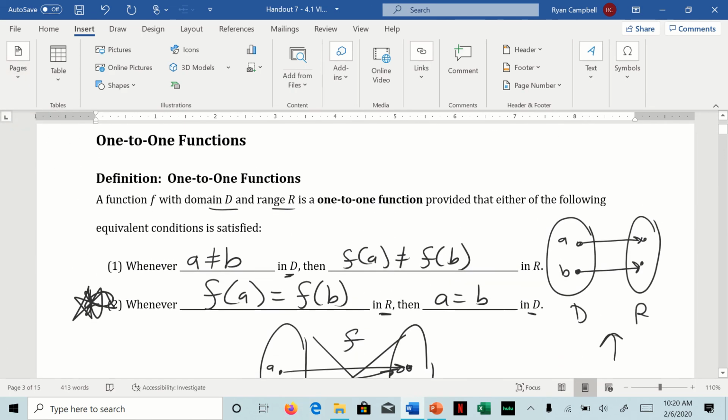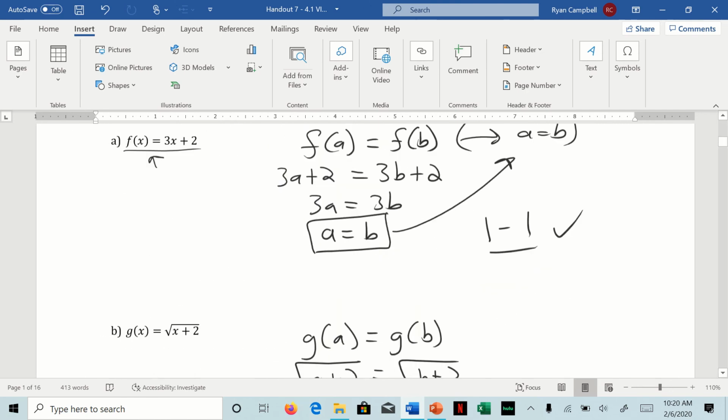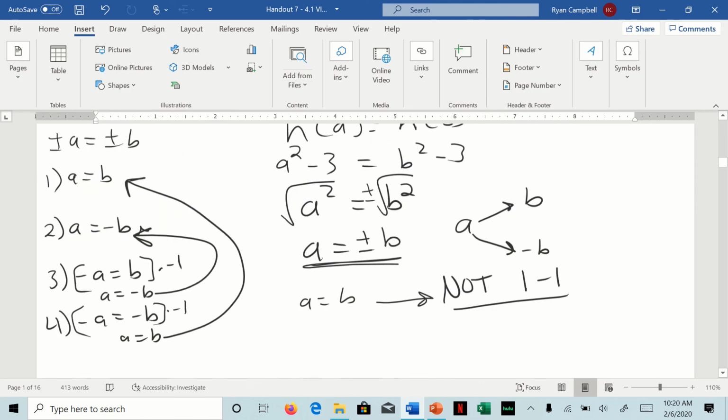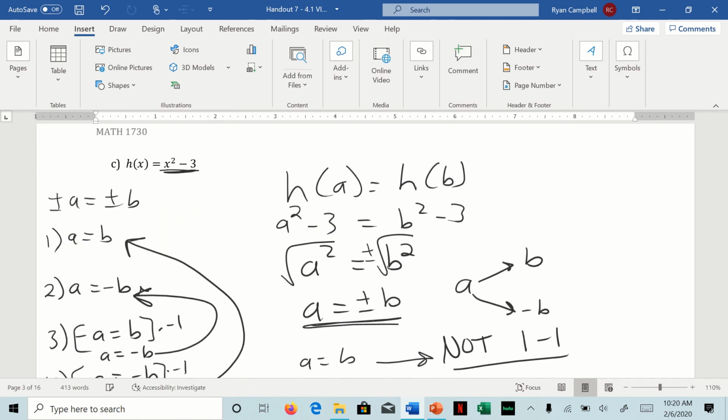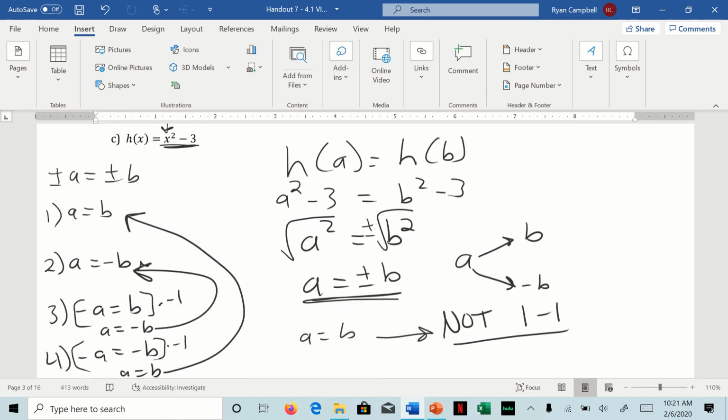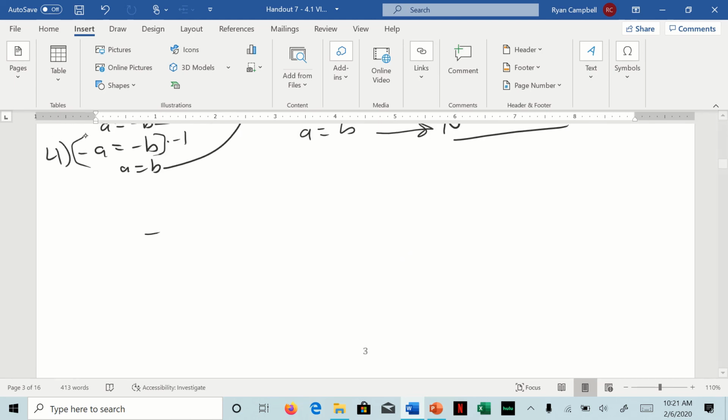So if we go back to the first definition, whenever a does not equal b, then when you plug them into the function, it can't equal the same thing. So if we have x squared minus 3, what are two numbers you could plug in to get the same thing? Since we have this square, positive and negative answers are going to give you the exact same thing. So notice negative 1 does not equal 1.